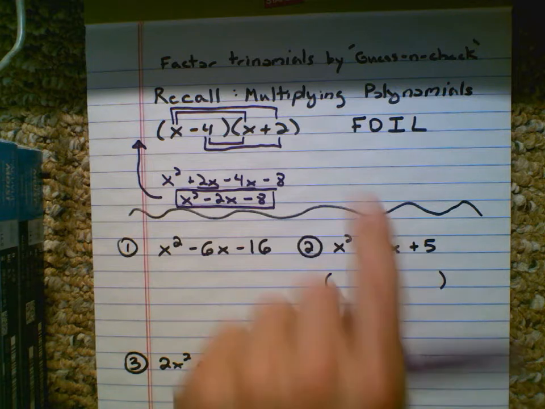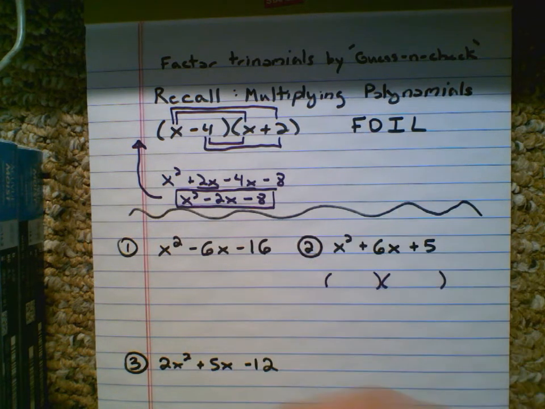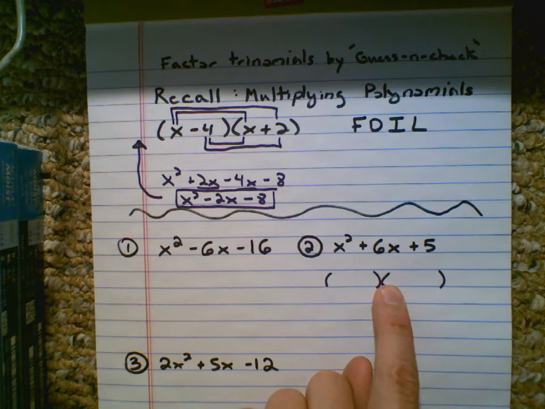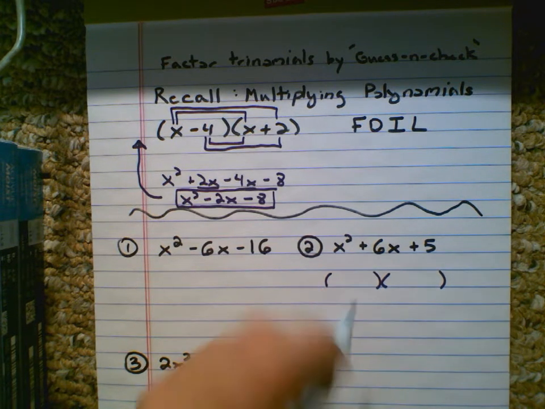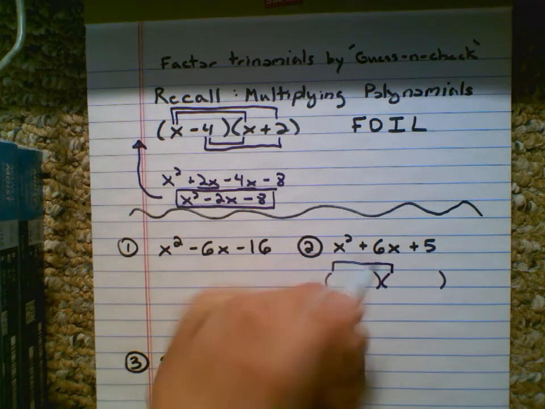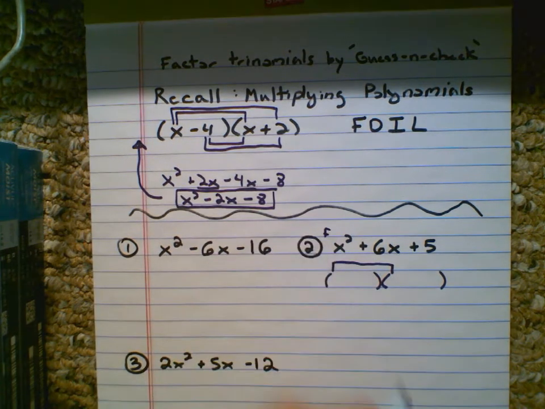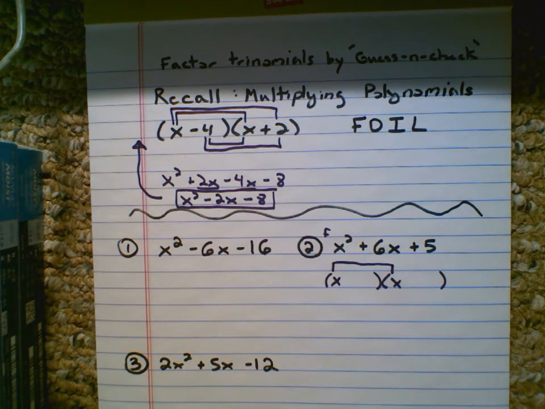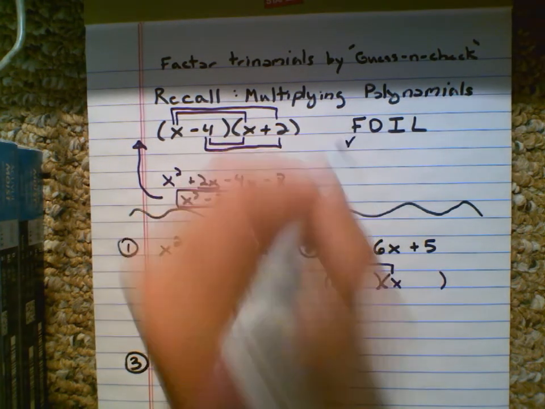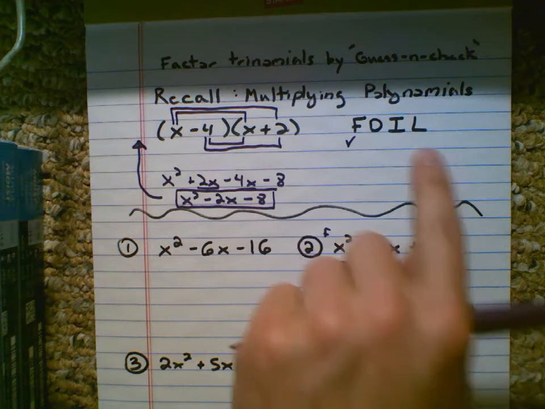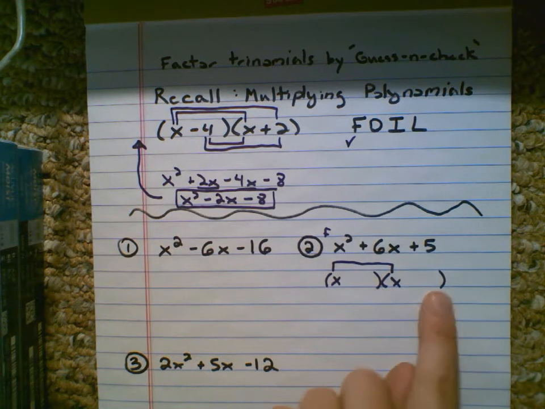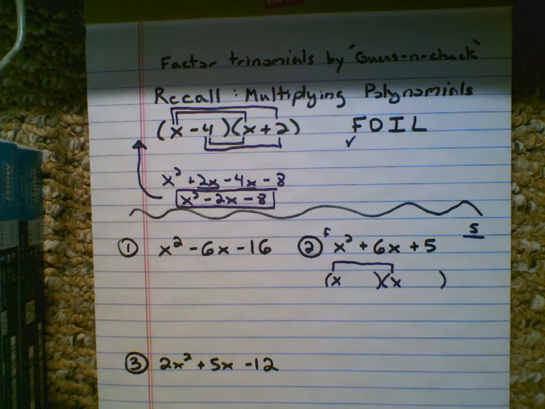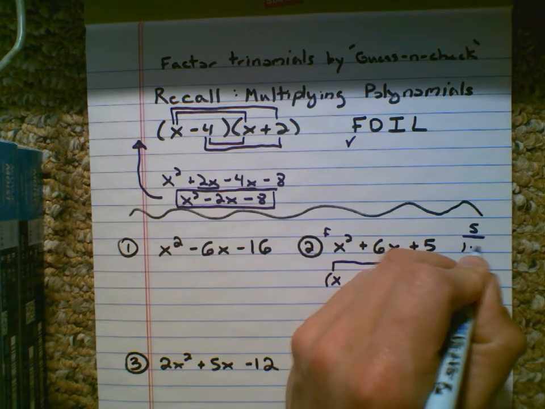Well, I can follow my FOIL acronym just backwards. I just ask myself, what can I put in the first positions that when I multiply them, I'll get my first term? Well, x times x gives me x squared. Okay, that's like the F part of FOIL. Then I do the L part of FOIL. What times what can give me the last term? So off to the side, I think about what things multiply to 5. Well, that's going to be 1 times 5.